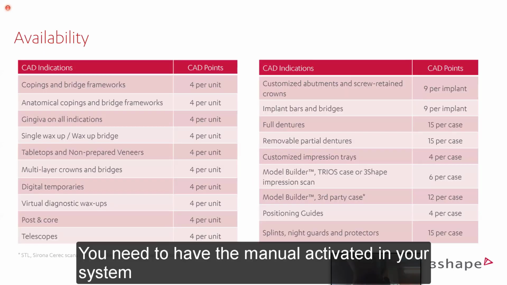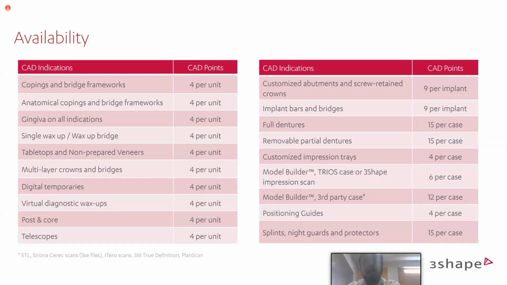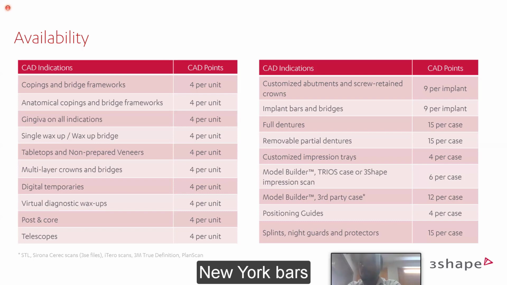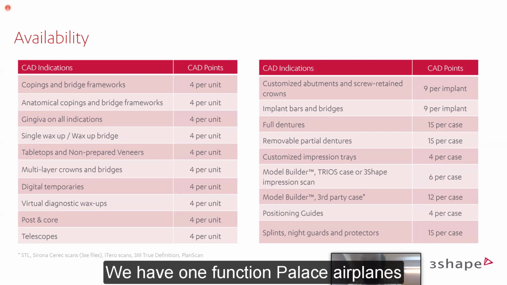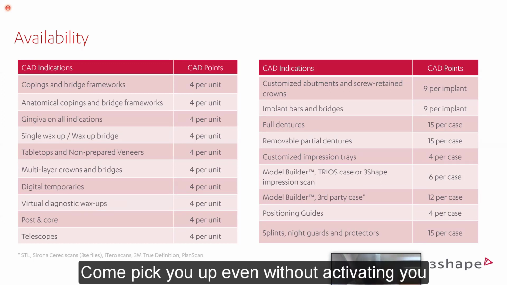And definitely, you need to have the module activated in your system, like implant, bar, and bridges. But the advantage from 3Shape is that, although if that module is not activated in your system, you still can do your bars by using the CAD points. So we have one function called CAD points. If you use it, you still can complete your case even without activating your module.